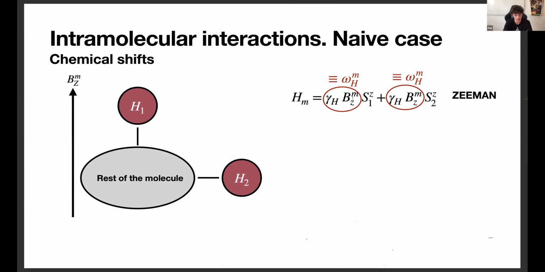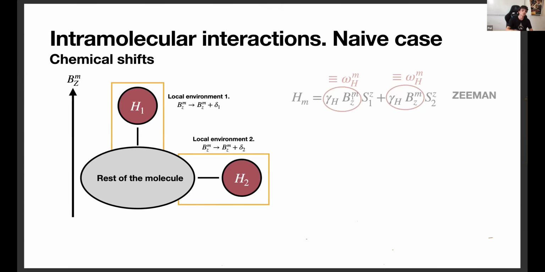When inside a molecule, each hydrogen has its molecular environment. This means that each hydrogen will be surrounded by a lot of different nuclei, which at the same time will generate slight magnetic fields that will affect the magnetic field that I'm applying. So in the end, the effective result is that the magnetic field that one hydrogen and the other will feel will be slightly different than the one that I am applying.